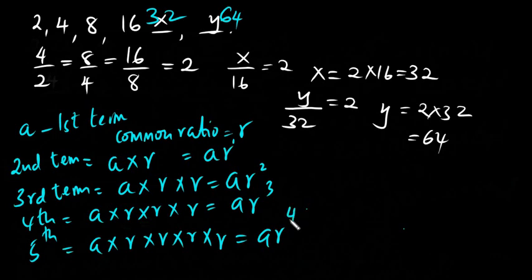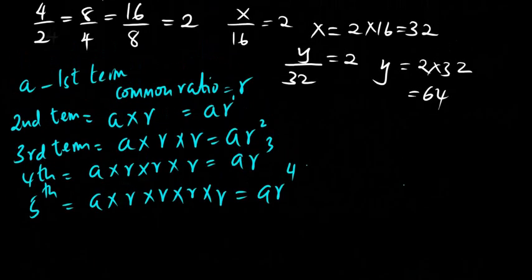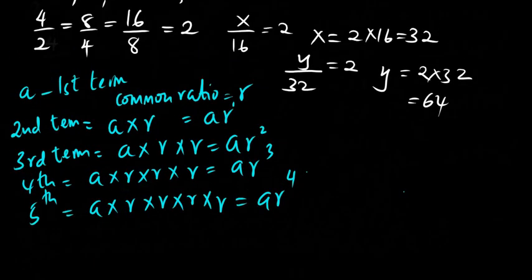So I want us to come up with a trend, or to identify the trend that is forming here. So let me use a different color. So to get to the second term, the power of R is 1. For the third term, the power of R is 2. For the fourth term, the power of R is 3. For the fifth term, the power of R is 4.